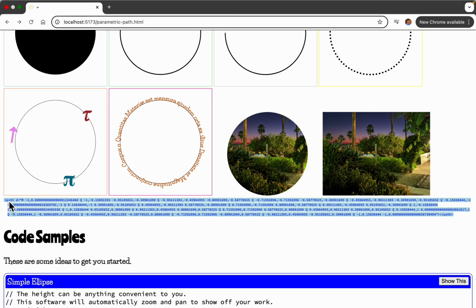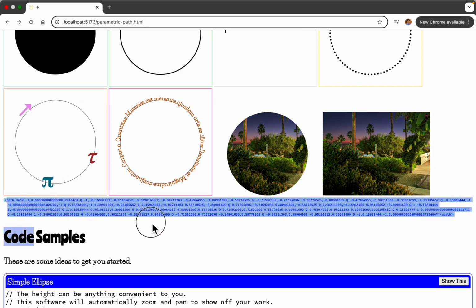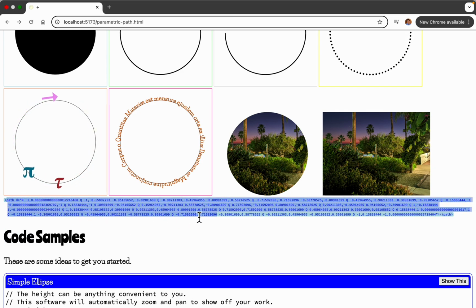The important thing is that your function got turned into this nice little path which can be used by so many tools. We're talking real-world tools, graphics tools. It's a nice format.